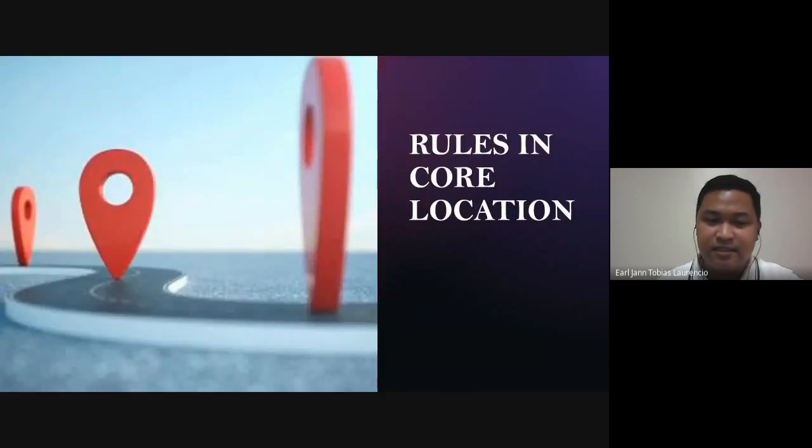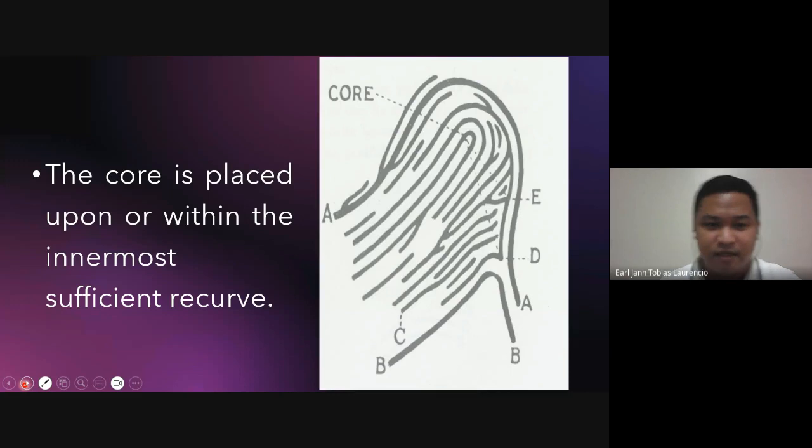Let us discuss the different rules when it comes to core location. Okay? So what are the rules that we have to consider in locating the core of the fingerprint pattern? Please be guided by the following rules. The first one states that the core is placed upon or within the innermost sufficient recurve.